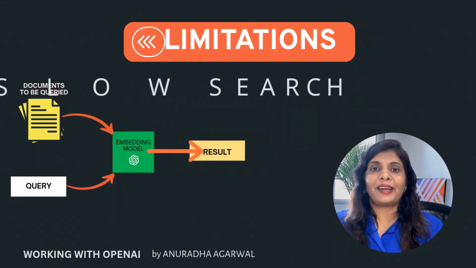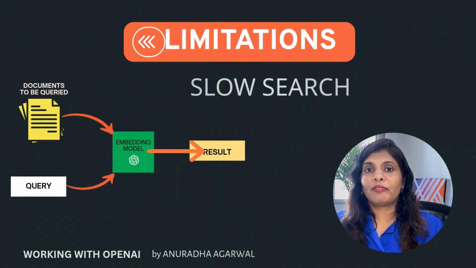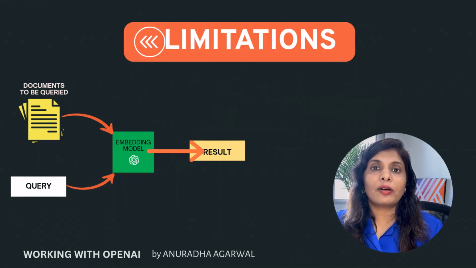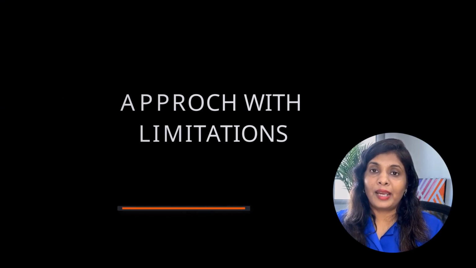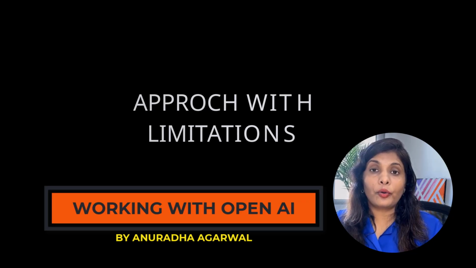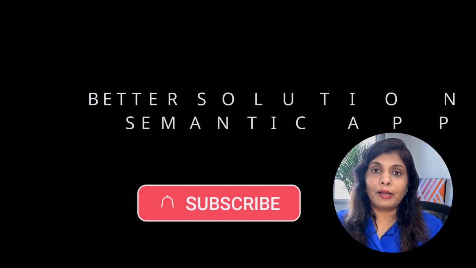Third, slow similarity search. We compared every embedded document using cosine distance in a linear search, which becomes extremely slow as data grows. Clearly, this is not a production-ready solution. It's fine for small-scale demos, but can't handle large or growing datasets effectively. So what's the solution? We need a more efficient, scalable approach.